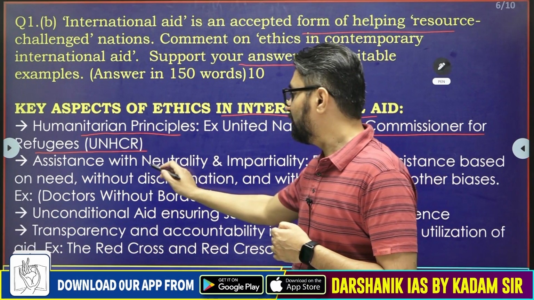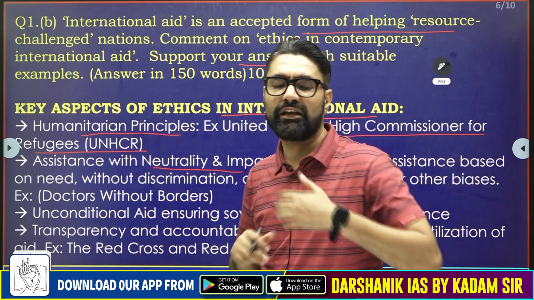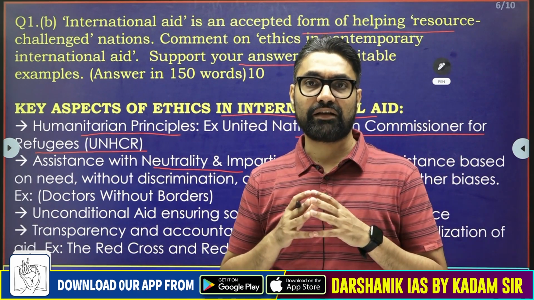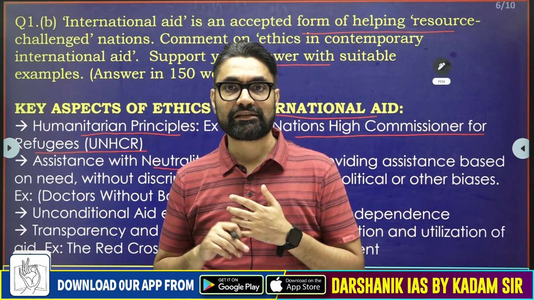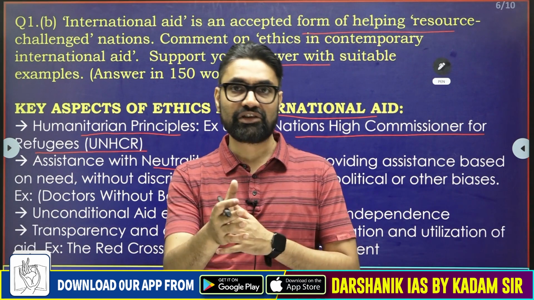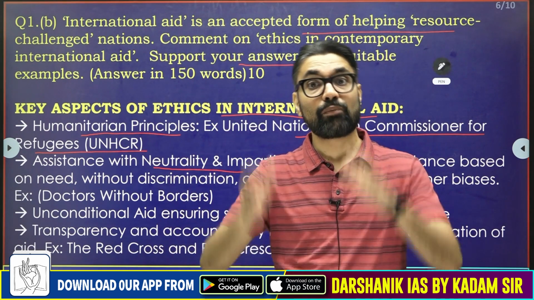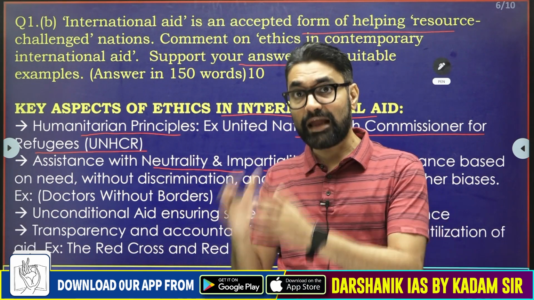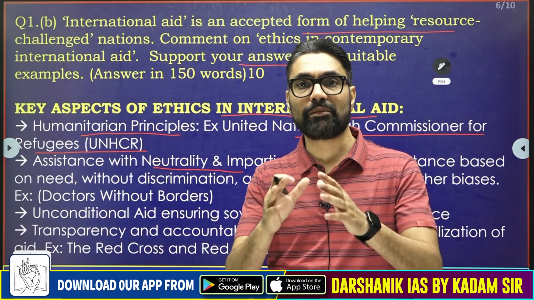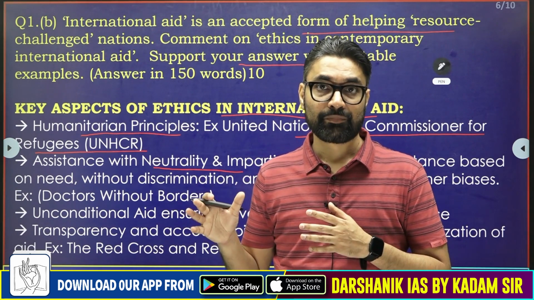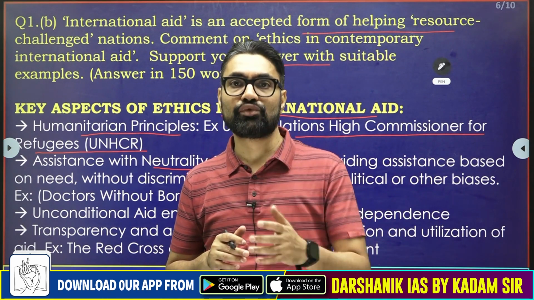Then, assistance with neutrality and impartiality. This is the second parameter. Whenever you are giving any international aid, you need to give it without any strings attached, without any political biases, or because that nation you are helping should align with you politically or belongs to an alignment that you follow. On this kind of parameter, international aid should never be given. So another ethical parameter in international aid is impartiality and neutrality.